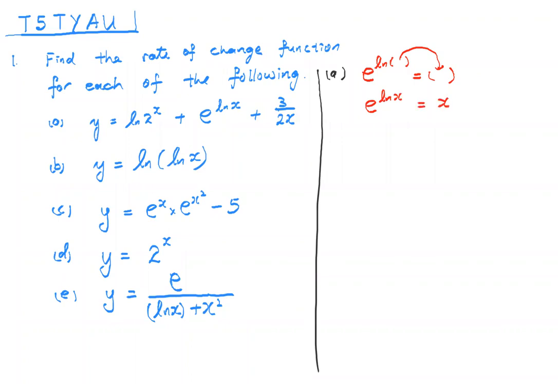Are you clear? So make sure the coefficient of ln must be 1. If, for example, I have e to the power of 2 ln x, I must write it as e to the power of ln x squared. Then the answer is x squared. So take note of this. This is something that may be new to you.